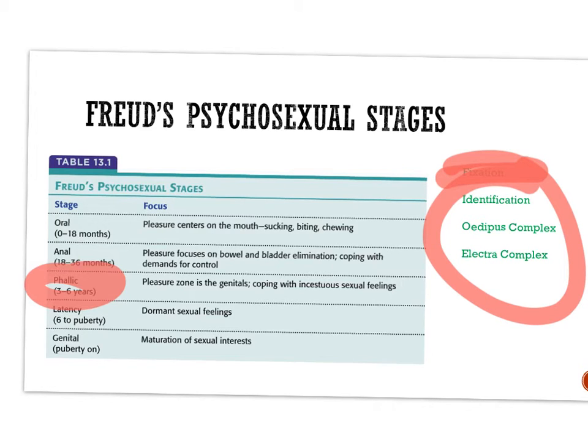Then you move into this latency stage, and latency, I call it the cootie stage. This is where little boys and little girls really don't want to play with each other, don't want to be around each other, they just want no part of each other. And then you hit the genital stage, and that's when puberty sets in, so your sexual interests are there.